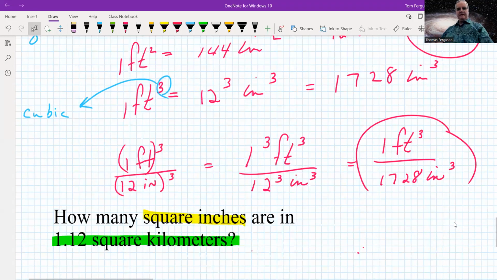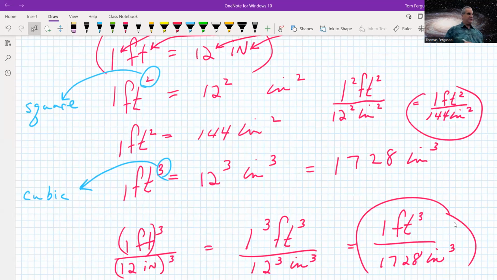Okay, so does that make sense? I'm sure some of you are saying no, that makes no sense. But when you're working with linear, and then you move over to square, you've got to have both axes represented. That's why it's 12 times 12. When you go cubic, you have to have all three axes represented, so it's 12 times 12 times 12. That's why the numbers get bigger like that.